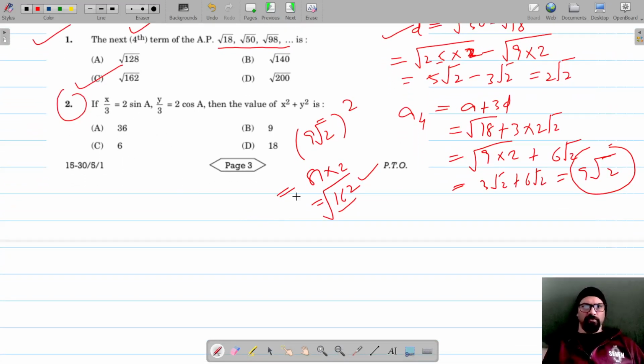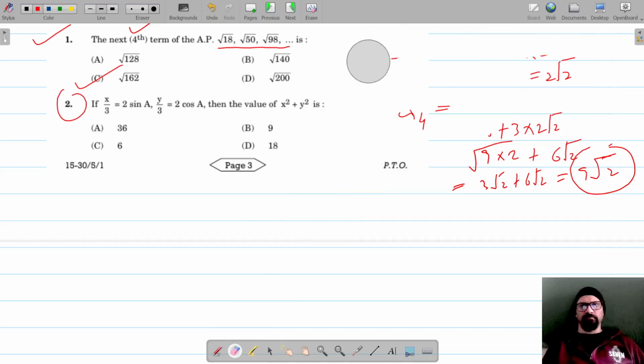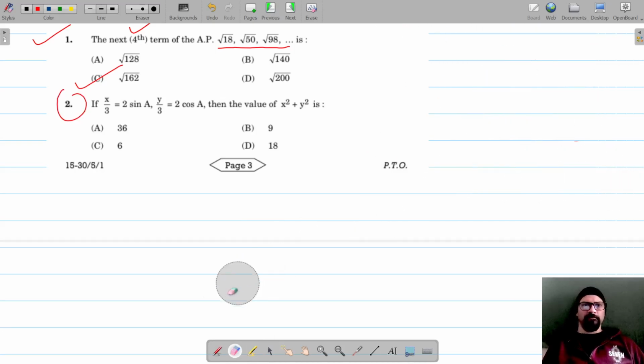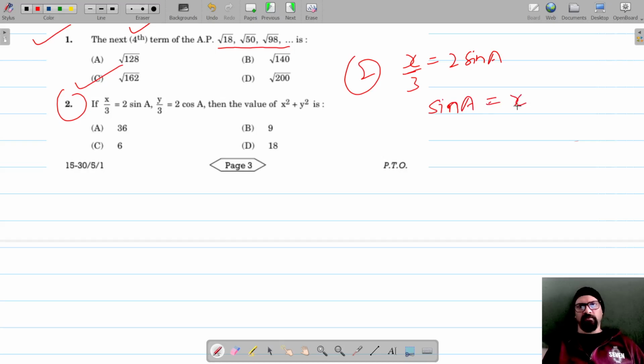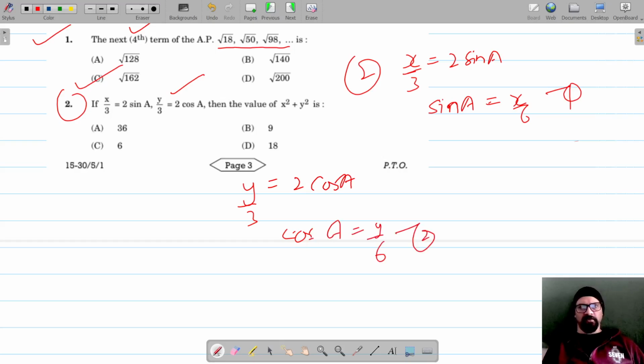Okay, moving on to the second question. For the second question, it's given that x by 3 is equal to 2 into sine A. And from here, we can get sine A. If we cross multiply this, sine A is equal to x by 6. Let this be equation 1. Similarly, we are given that y by 3 is equal to 2 cos A. And from here, we can get cos A is equal to y by 6. Let this be equation 2.